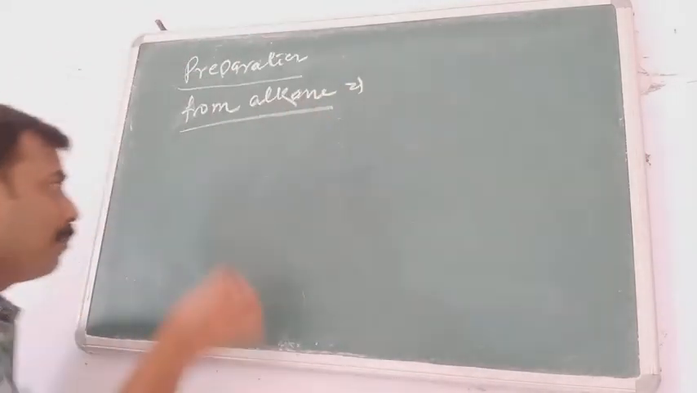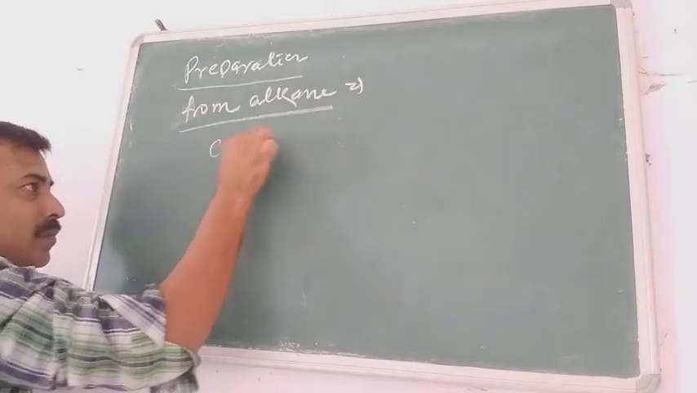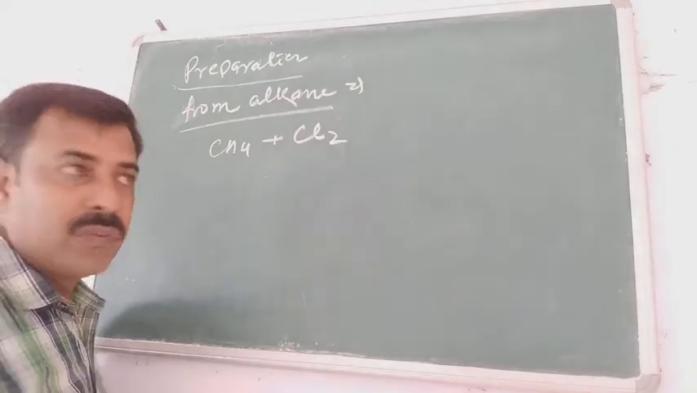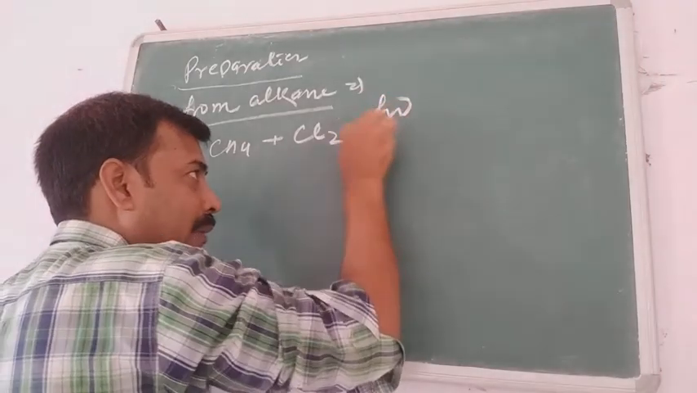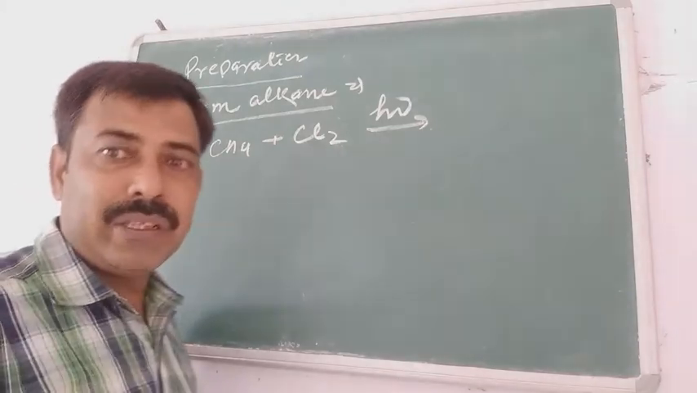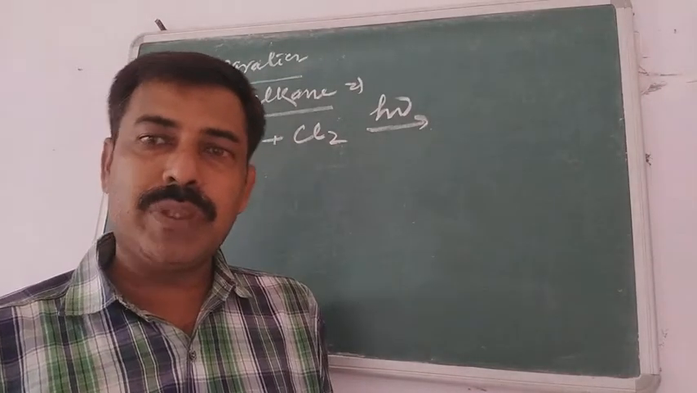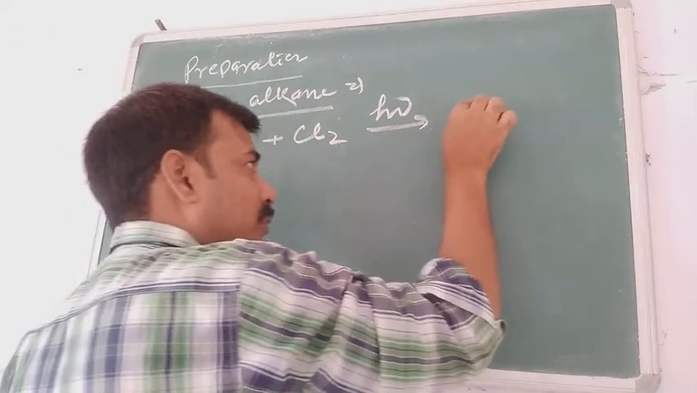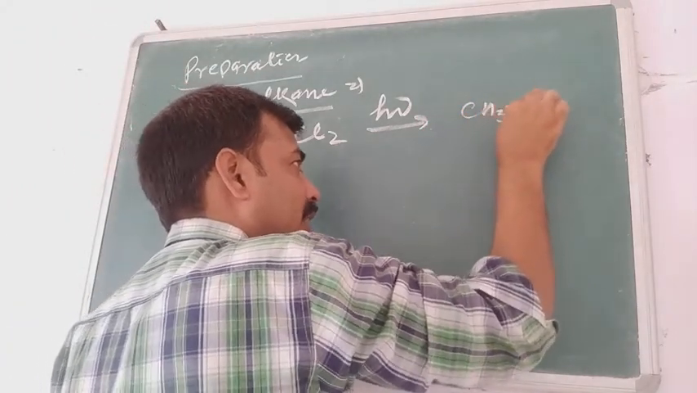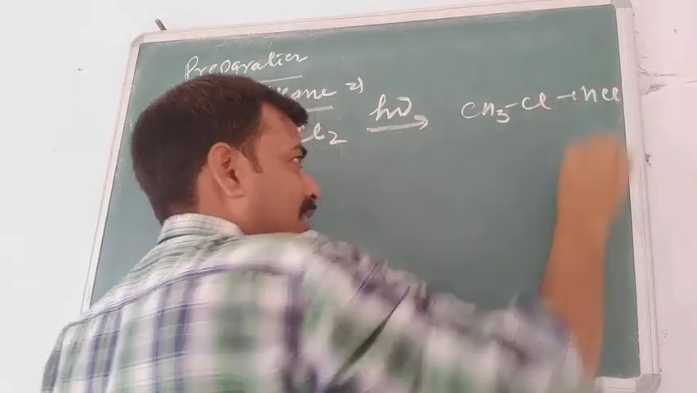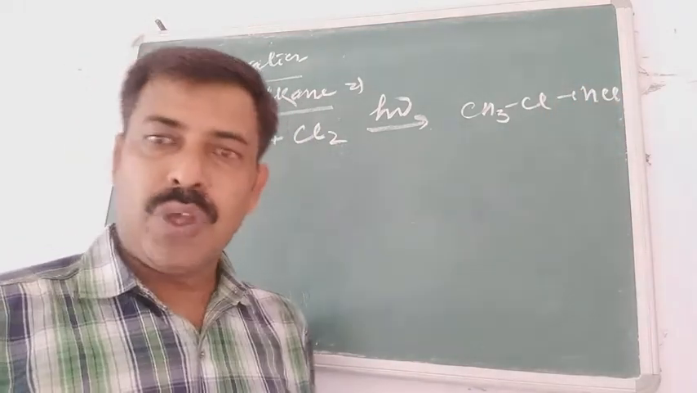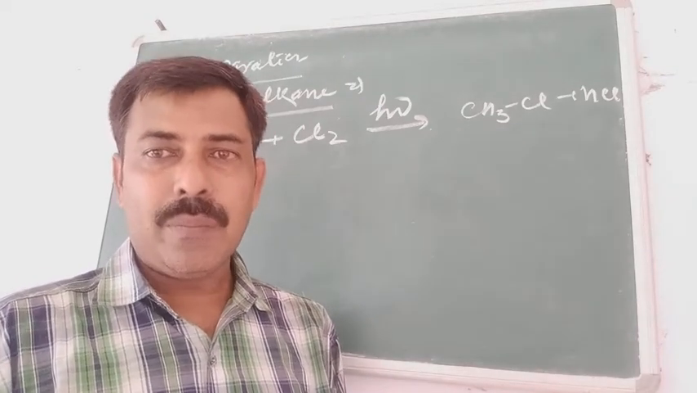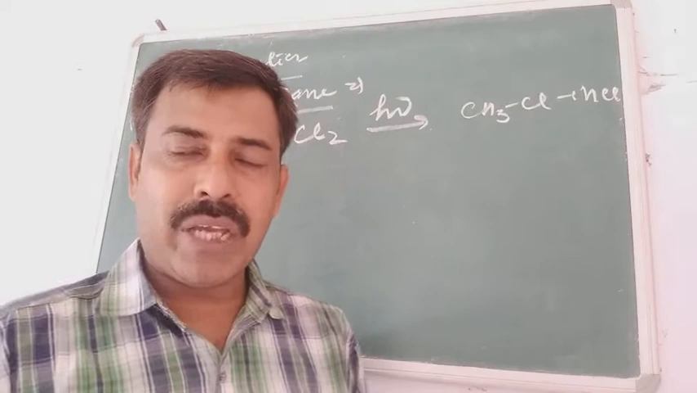I am taking methane as an alkane. When it is treated with the halogen Cl2 in presence of light, represented by h nu, it will form the substituted product CH3Cl along with HCl. If you want to see the mechanism, the reaction runs through the free radical mechanism. I am just showing you the mechanism.